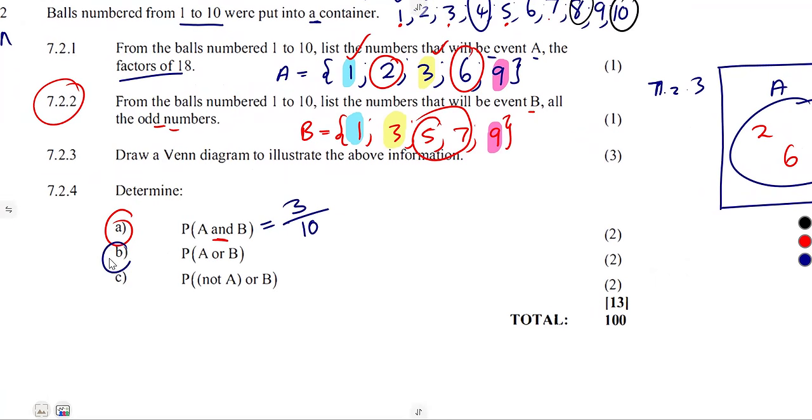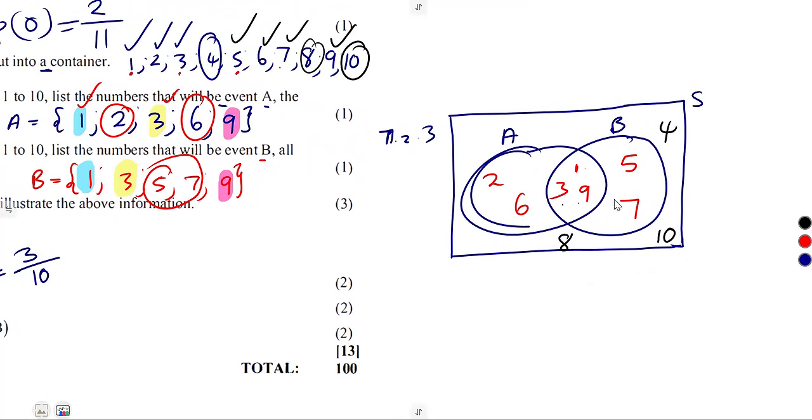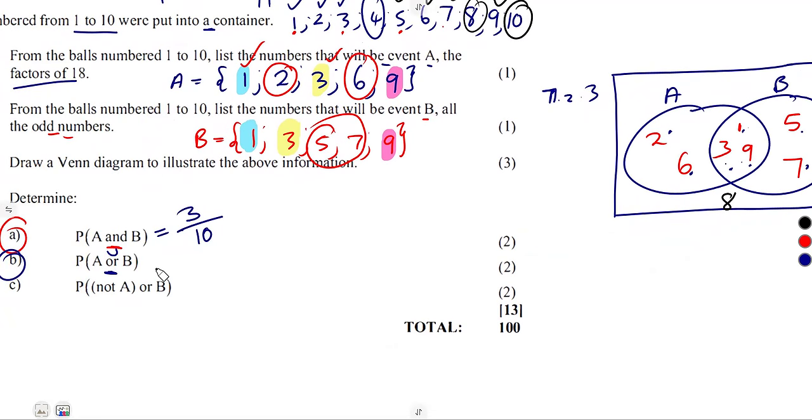All right. B, the probability of A or B. A union B. Combine A to B. Everything that we see. So that is 1, 2, 3, 4, 5, 6, 7. There are 7 numbers that we have out of 10.